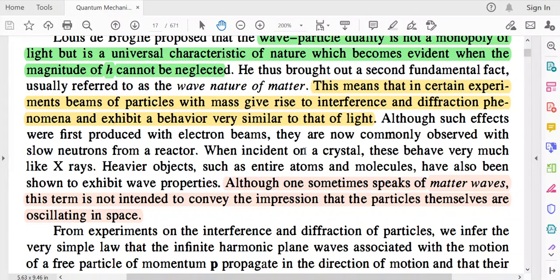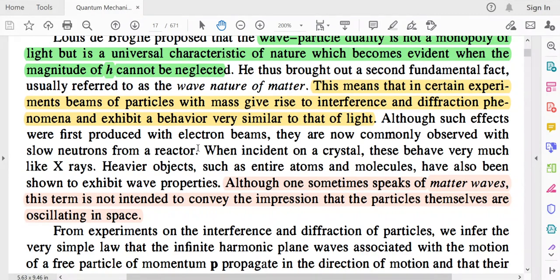Light can exhibit interference and diffraction. But the surprising thing is that in certain experiments, it has been observed that beams of particles, which are not waves, also show the interference and diffraction phenomena which are generally observed in case of light. Such effects were first produced with electron beams.